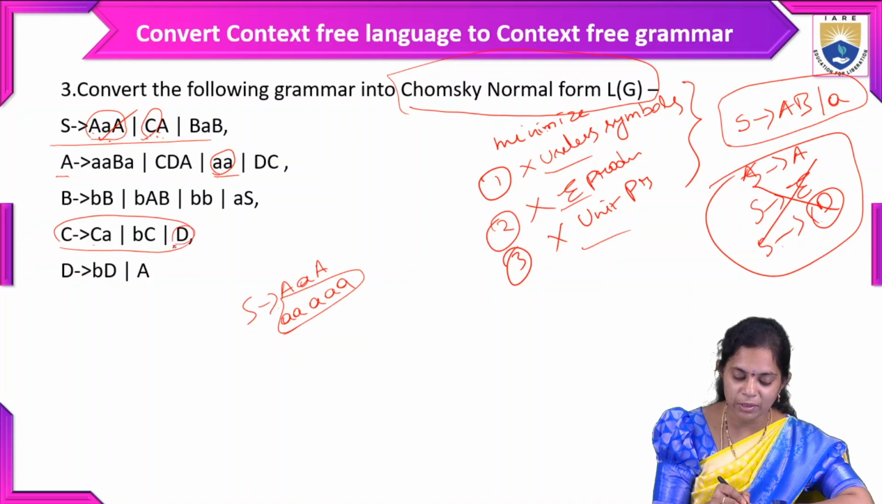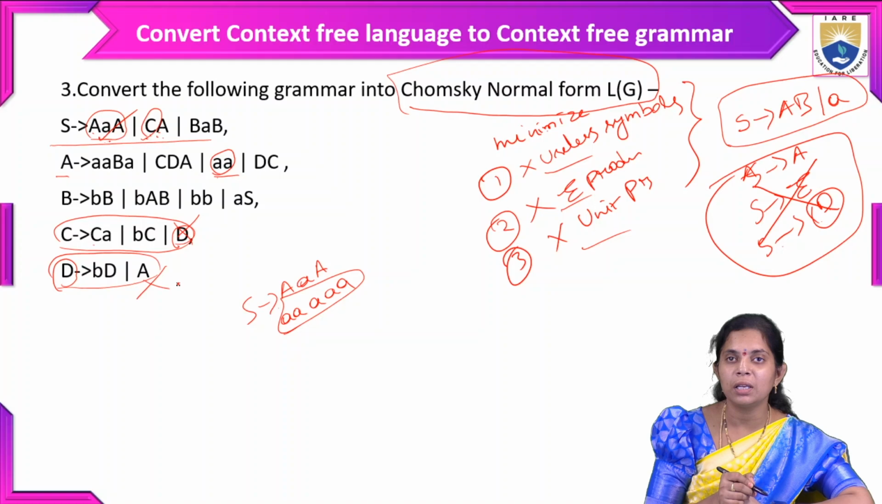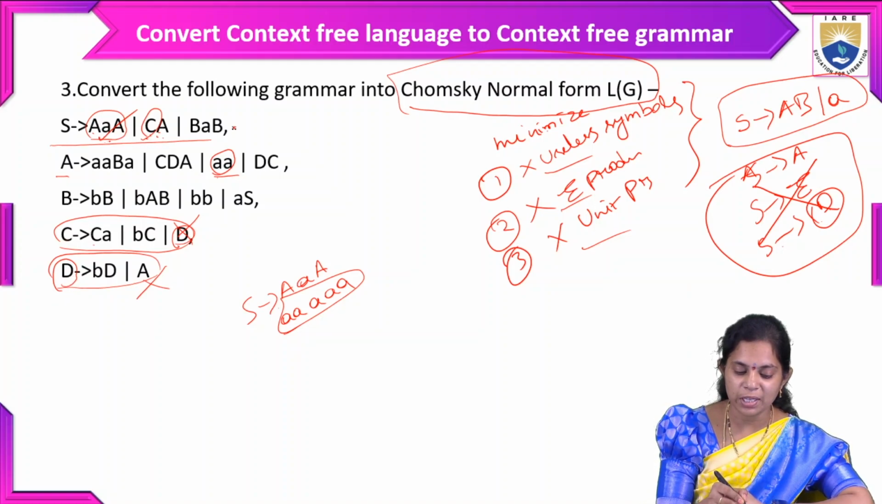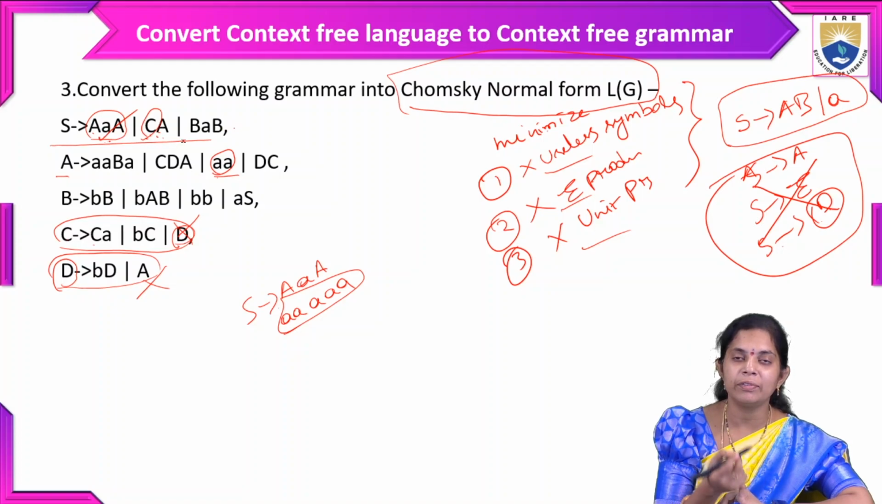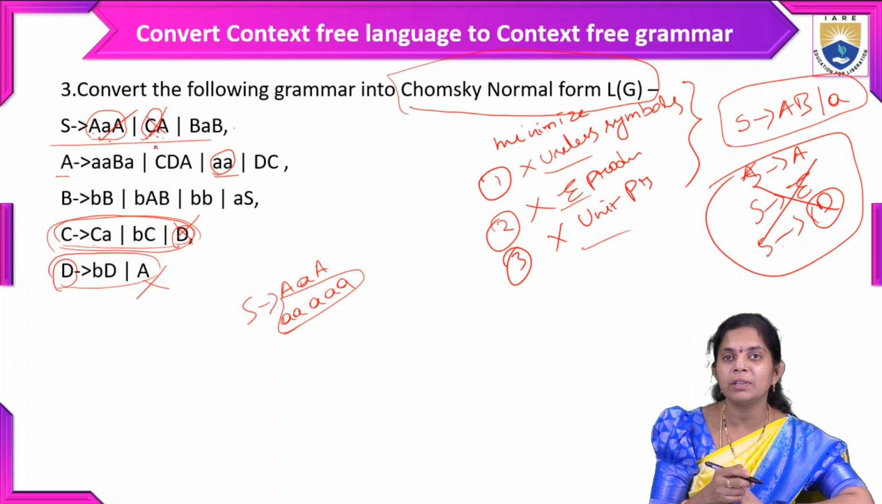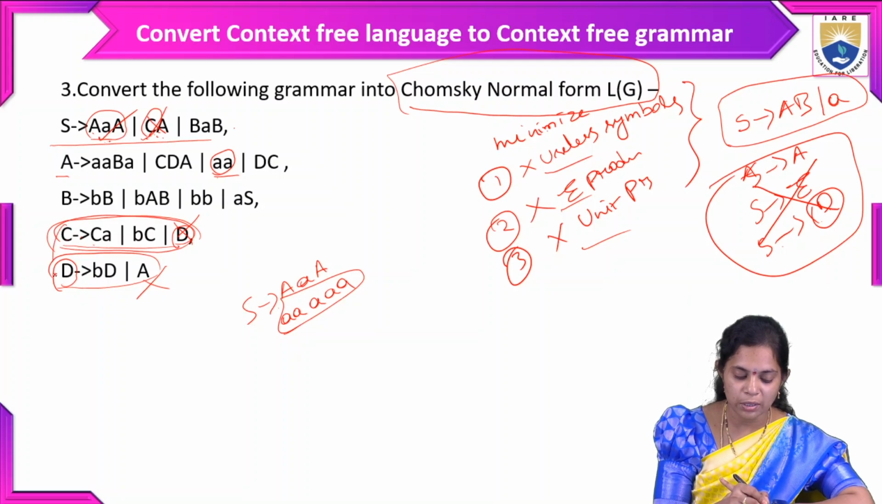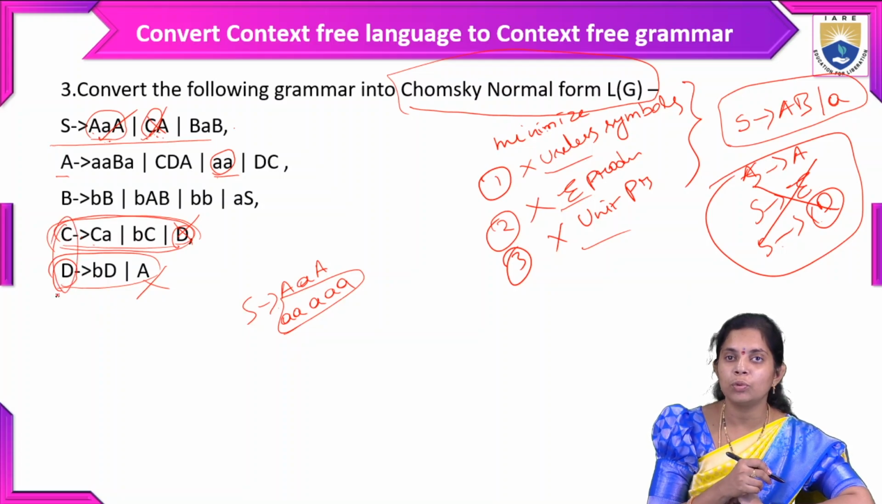Here it is having the D. This D is also not deriving the terminal. So these two equations are eliminated from the grammar. Why? Because these two are not derivable, even if it starts from the start state, the derivation is not possible with this equation. That's why we have to remove this CA also, and whatever has a combination of these two non-terminals, we need to remove those things.